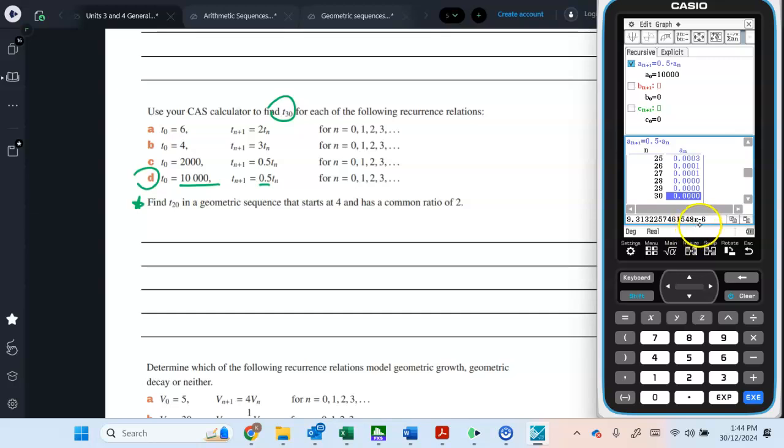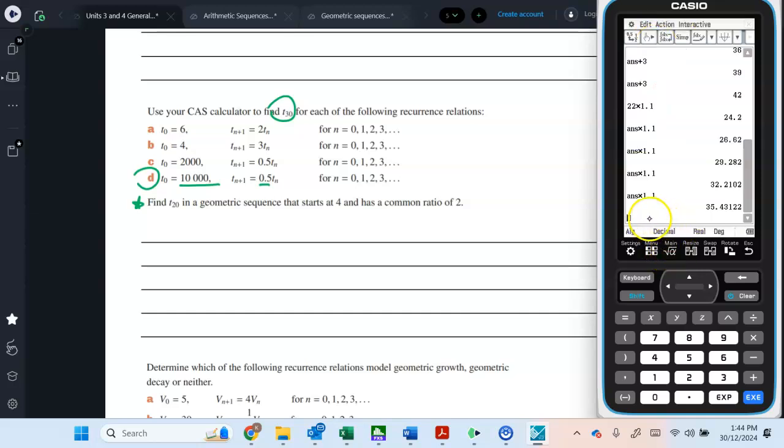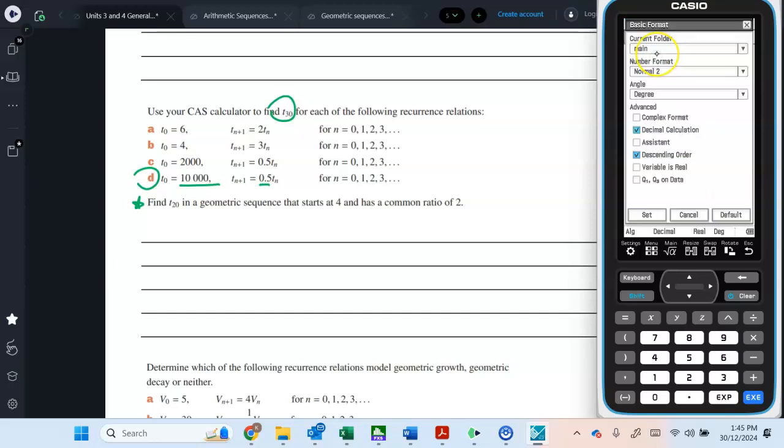And you might still think, oh my gosh, that is still just a ridiculous number. What's this E to the negative 6? If you want, you can highlight it and copy it into the main screen. And there it is. Now, you do need to have your calculator in the right settings for that. If you're still seeing the E, go to basic format, and you want to have number 2 here. That should fix it.